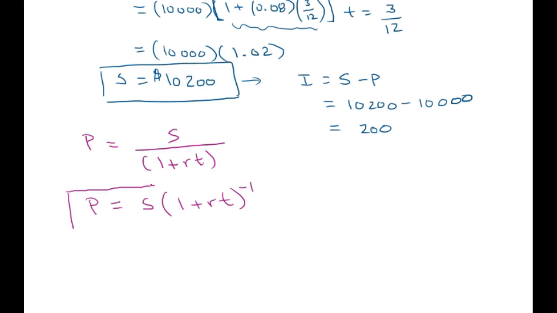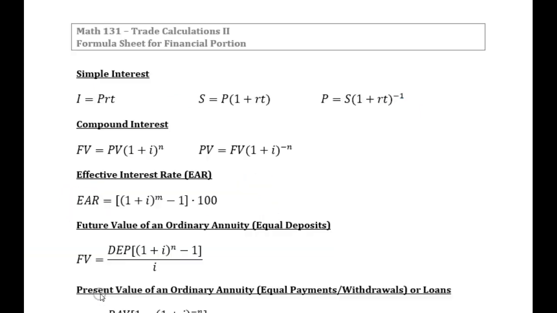This is the way that you're going to see it given on your resource sheet. If you pull up your resource sheet for the financial math, in simple interest, we have our maturity value here, but we have our altered version for finding principal as well. So we can also do that if we're given those values on top of it.